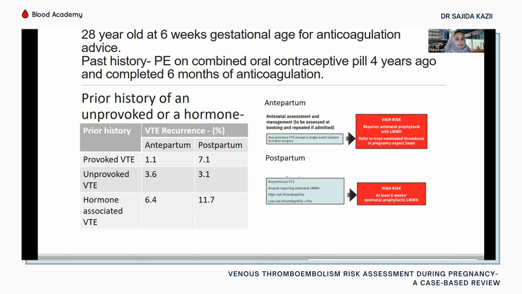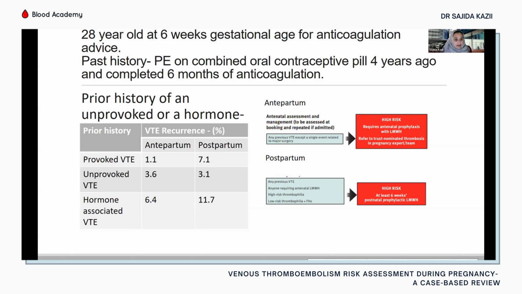So this is a study which looked at prior history of VTE, and the risk of VTE recurrence, not on anticoagulation and not on any thromboprophylaxis. If this is a provoked VTE, and by provoked we mean there were provoking factors such as a plaster cast or major surgery, the antepartum risk of VTE recurrence is around 1.1%, whereas the postpartum risk is 7%. For unprovoked VTE, the risk is more or less around 3% antepartum and postpartum.